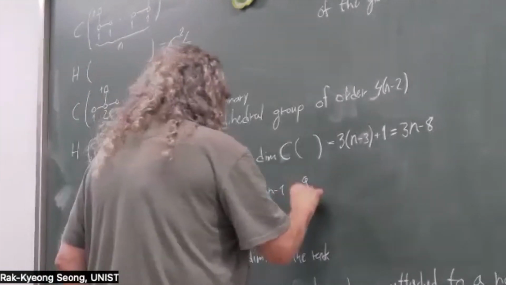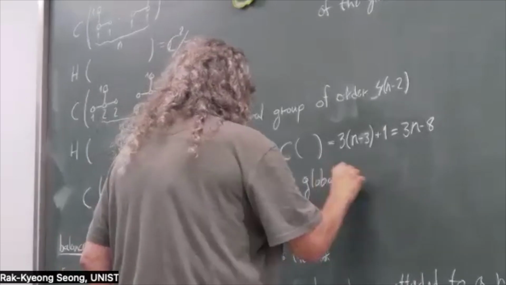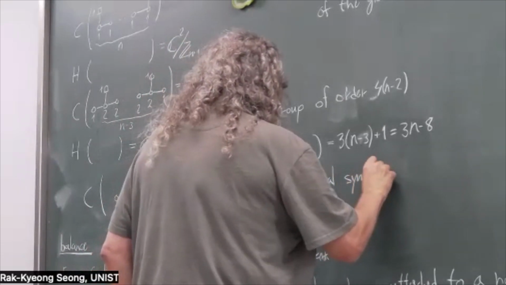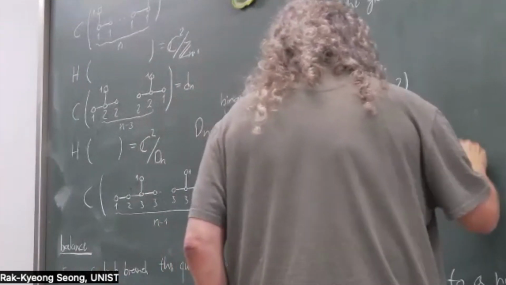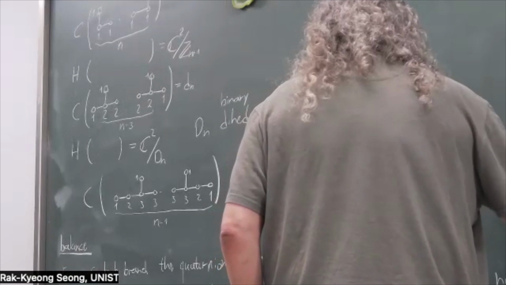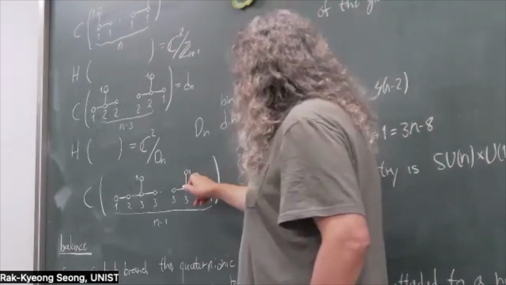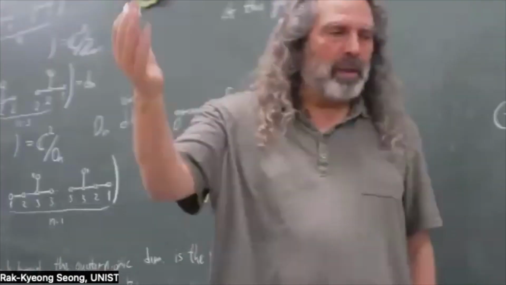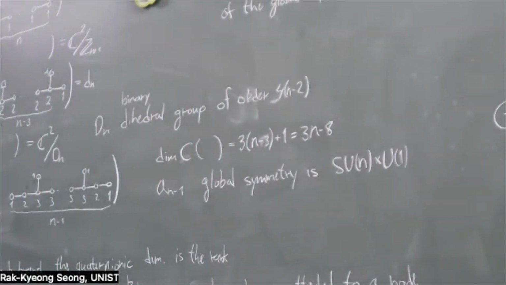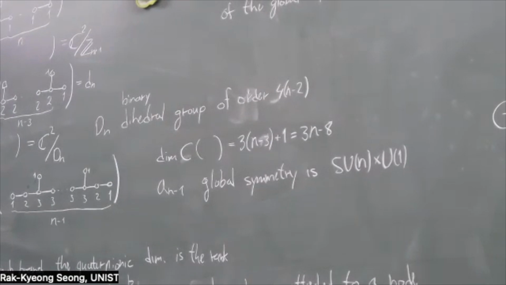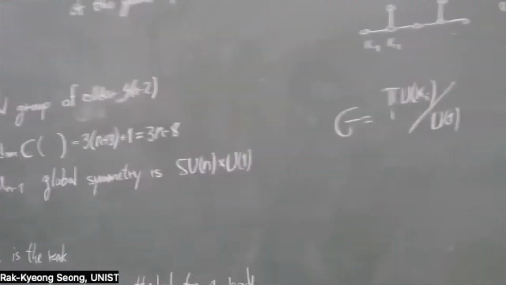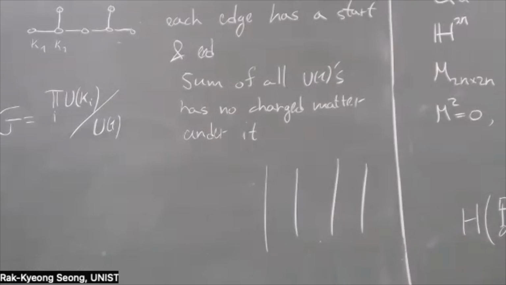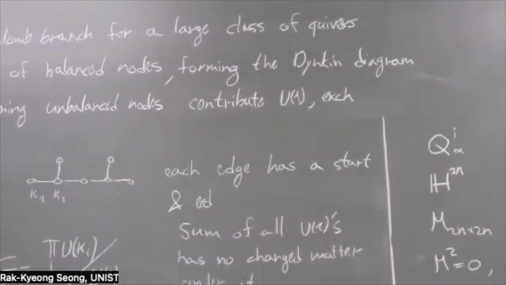So the global symmetry is SUN, and there is an additional U1 because of the extra nodes. One U1 is trivial, and the other one contributes another flavor seed. That's the second comment that I wrote here. The remaining unbalanced nodes contribute U1 each. Okay?